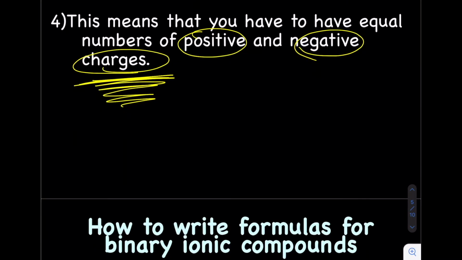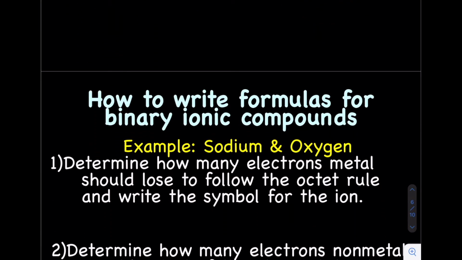All right, we are now ready to write formulas. So, how to write formulas for binary ionic compounds. This is the very important part of the lecture. Okay, here we go. The example we're going to use is sodium, which has the symbol Na, and oxygen, which has the symbol O.